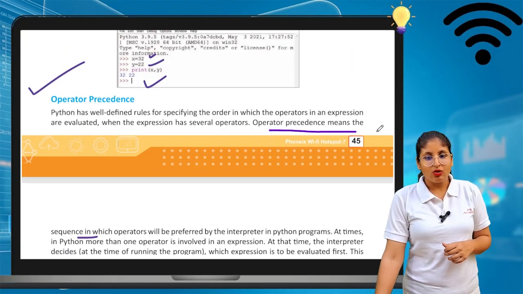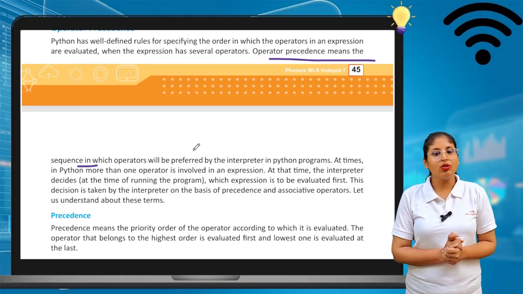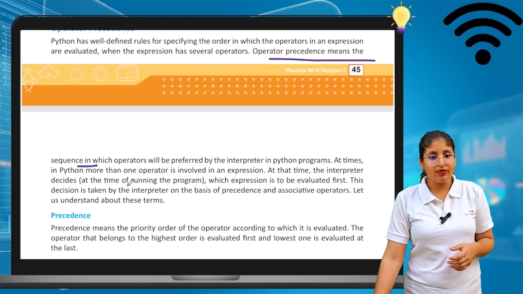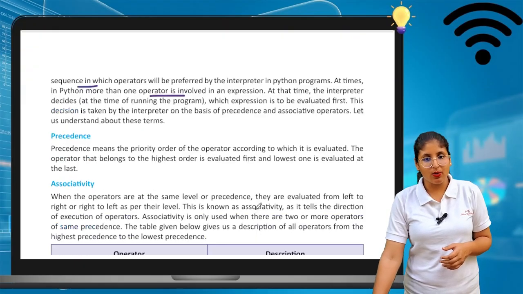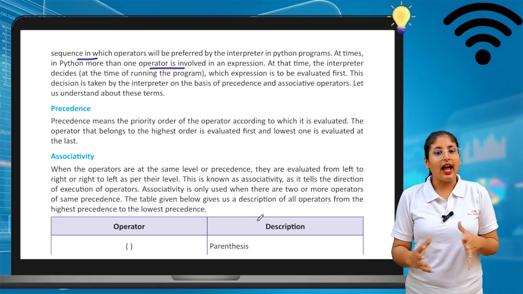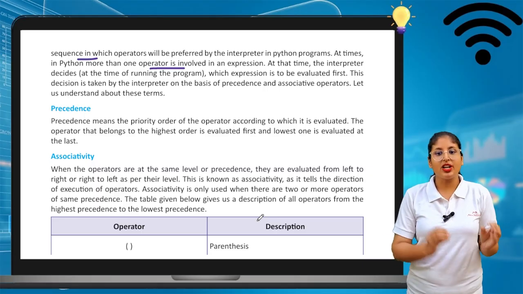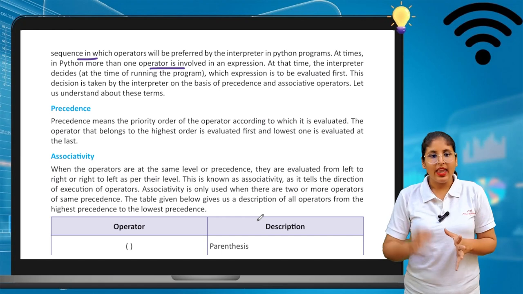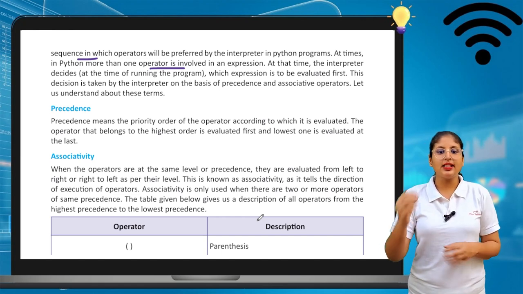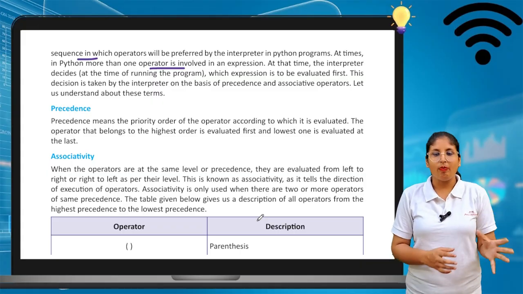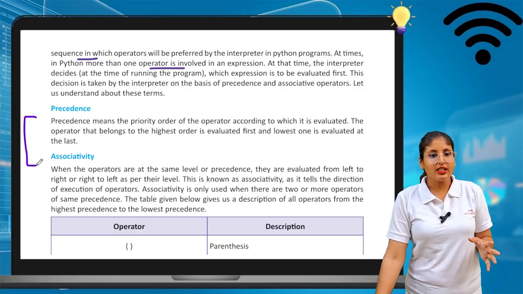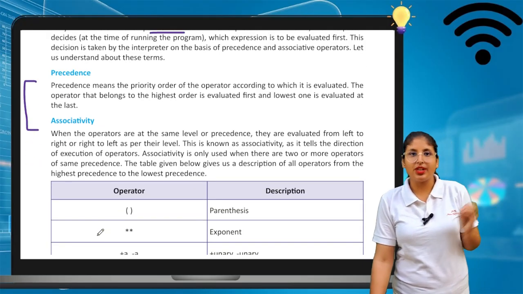Okay. At times in Python, more than one operator is involved in an expression. At that time, the interpreter decides, at the time of running the program, which expression is to be evaluated first. This decision is taken by the interpreter on the basis of precedence and associativity of operators. Let's see how they work. These are the important ones: first is precedence and second is associativity.